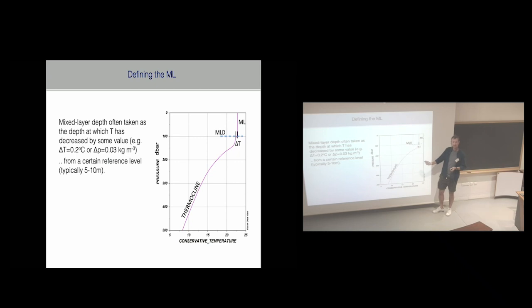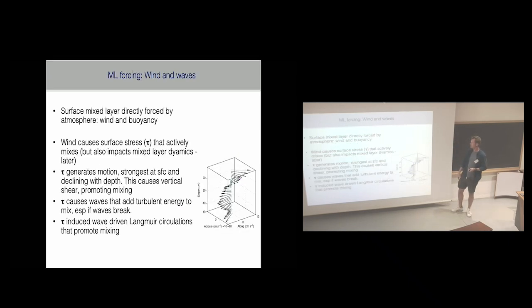And so to determine where this mixed layer is, we're using these very simple criteria, these thresholds, which look at a jump in temperature or density at a given depth. We typically use a change in density of 0.03 kilograms per meter cubed from a reference level higher up in the water column. So that's how we determine the mixed layer.